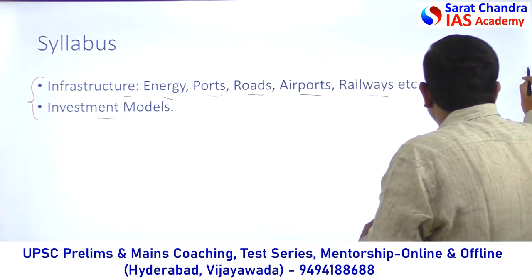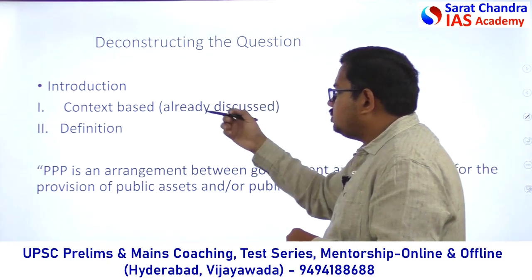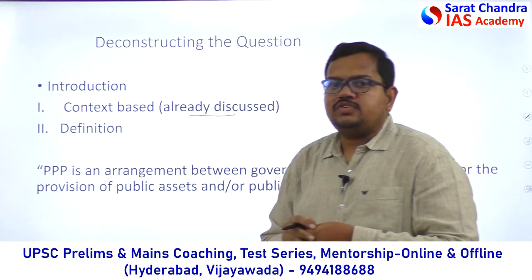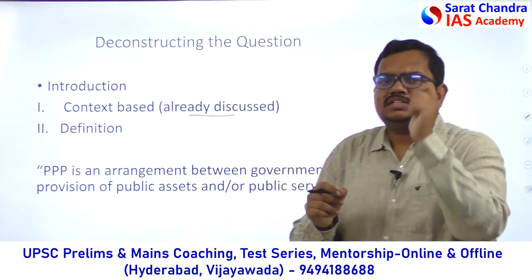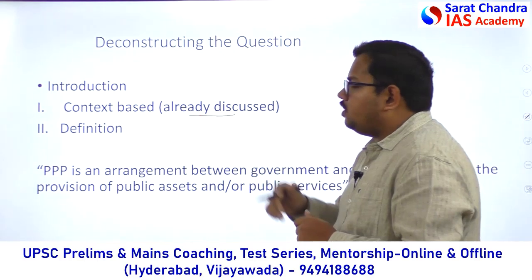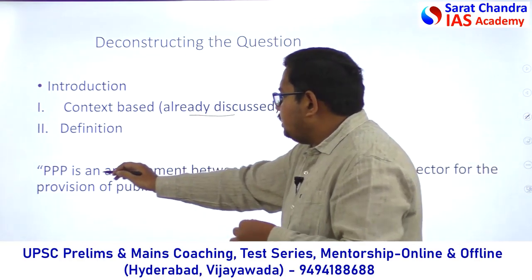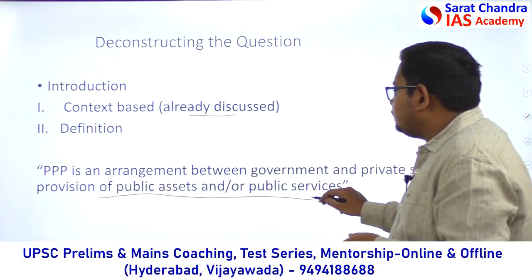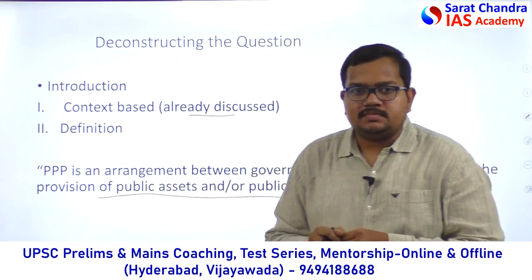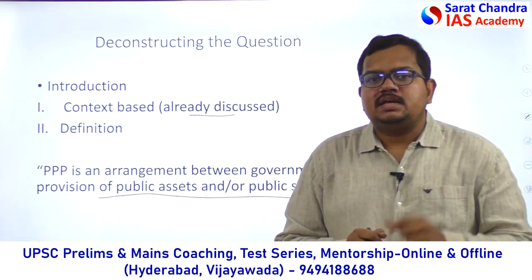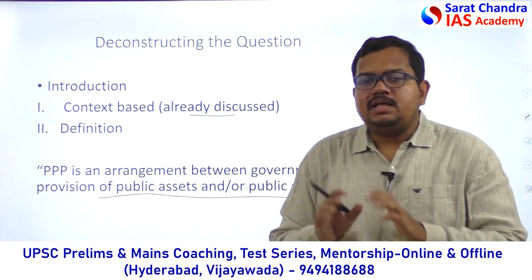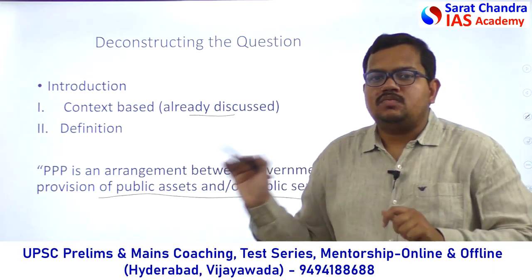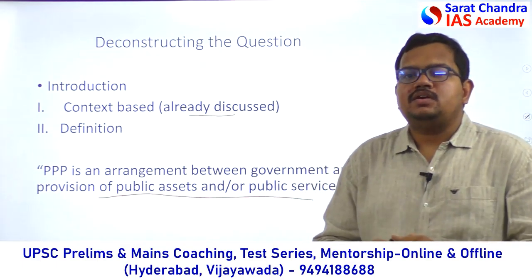Now let us look at the parts of the question, deconstructing the question. In the introduction, as I have already told you, you can write the context, which we have already discussed. After that, you can give a one line definition of what a PPP model is. So PPP is an arrangement between government and private sector for the provision of public assets and/or public services. If you can give a two line definition of what a PPP model is, that will be sufficient. First the context, around three lines. After that two lines on the definition. Okay, that will be a very good introduction.